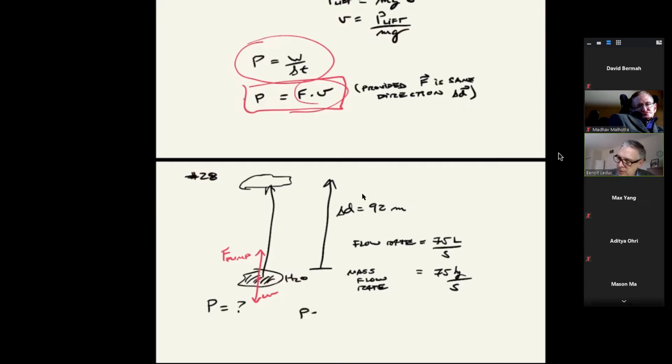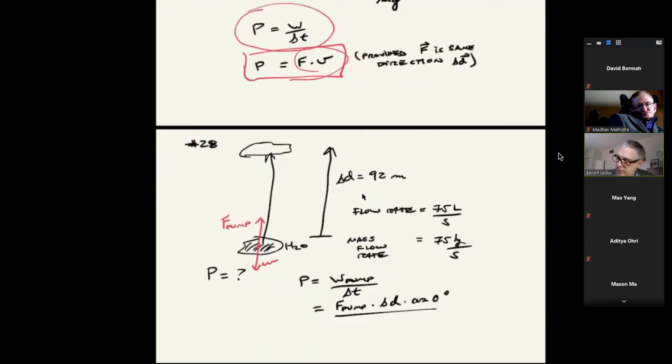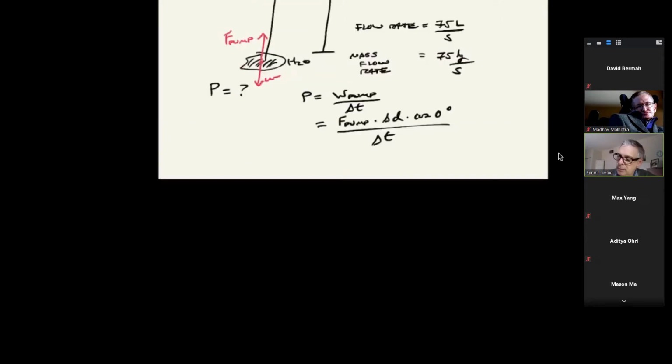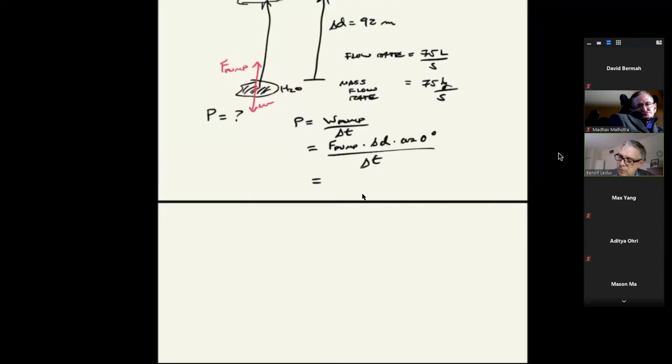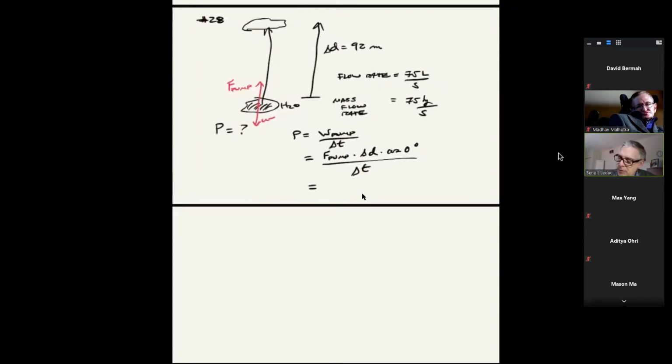So let's put this here. The power will be the work done by the pump over the time. This is equal to the force provided by the pump times this, times cos of 0, and then over delta t. So far, so good. Now, the force by the pump has to be equal to mg. So force by the pump is mg delta d, times 1 over delta t.